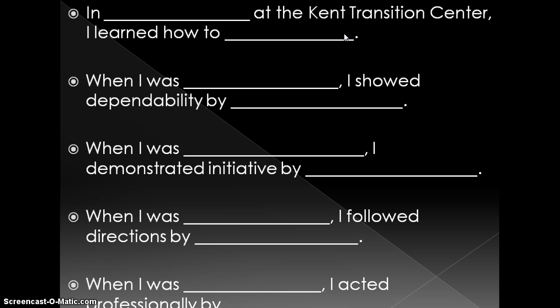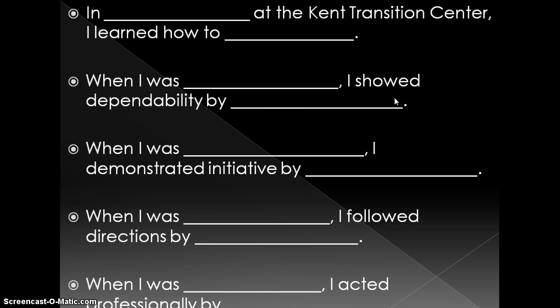Now, when it comes to the sentences about the career and employability skills, we're going to say when I was, and it's going to be the same activity as what was up here at the I learned how to. We're going to put the activity in here. I showed, and then there's that career and employability skill by, and I want an example.